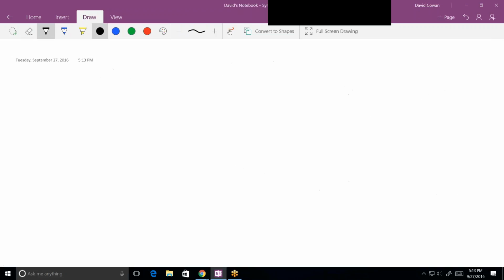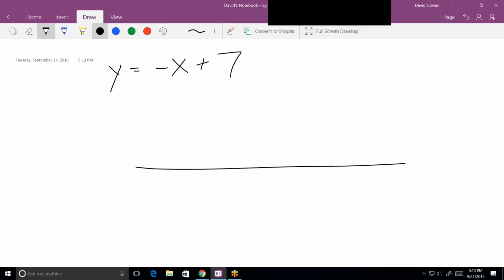What else? Graph the linear equations, identify the x-intercept. The first one is y equals negative x plus 7. What does the x-intercept mean? It's where the line goes through the x-axis. Well, there's a very specific meaning. First of all, we know the y-intercept is what? 7. That's b.